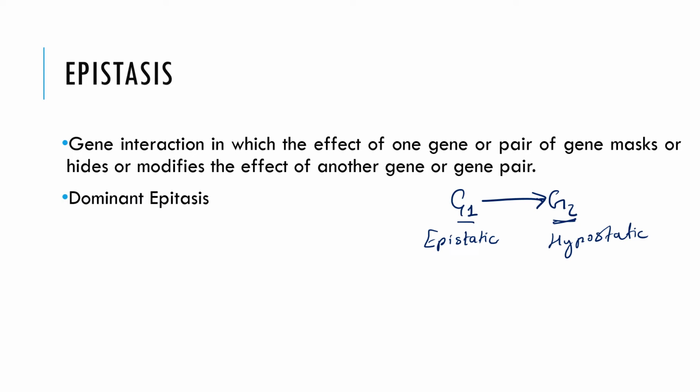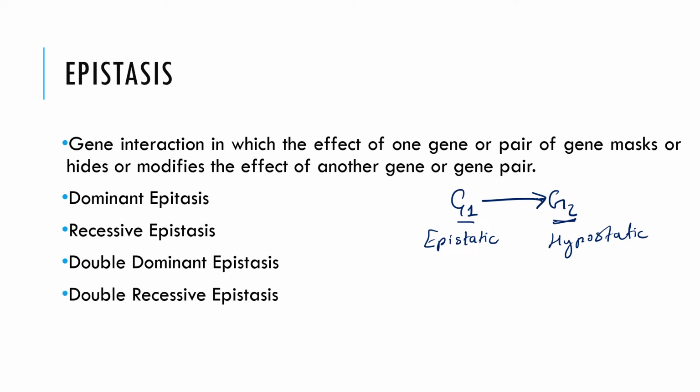In case of epistasis also, we see there are different types of epistasis. We see dominant epistasis, recessive epistasis, as well as double dominant epistasis and double recessive epistasis. So see students, till now in case of lethal genes and lethal alleles, what we saw was a monohybrid cross because there were only alleles of one gene. So now as we are seeing two different genes, we have to see the examples in dihybrid cross. So we have to make the Punnett square likewise.